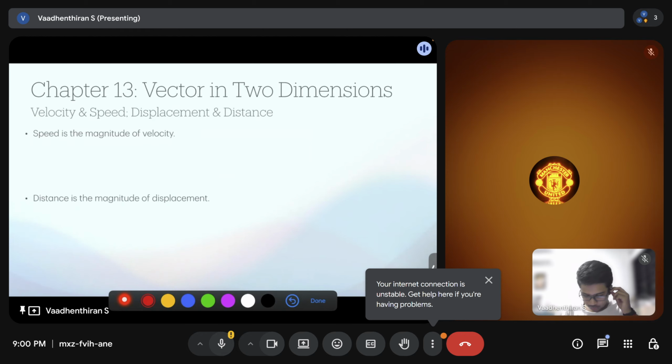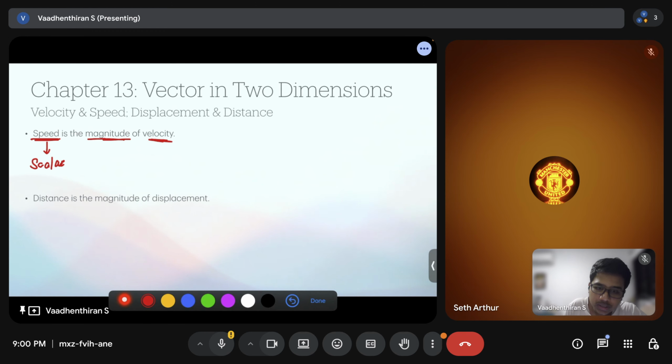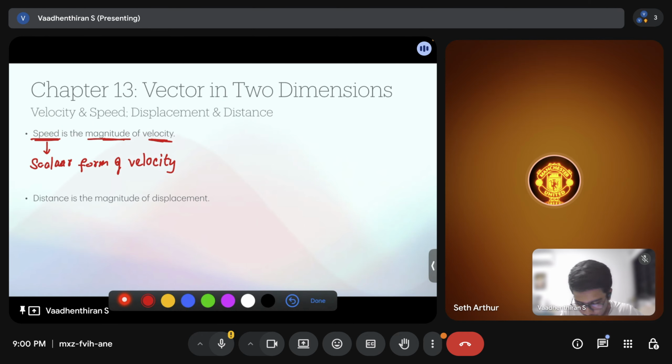Now we will move on to velocity and speed, and displacement and distance. You know that speed is the magnitude of velocity. This is because speed is the scalar form of velocity, as we saw before. That's why whenever you find the speed from a velocity vector, you need to find the magnitude of that velocity vector.